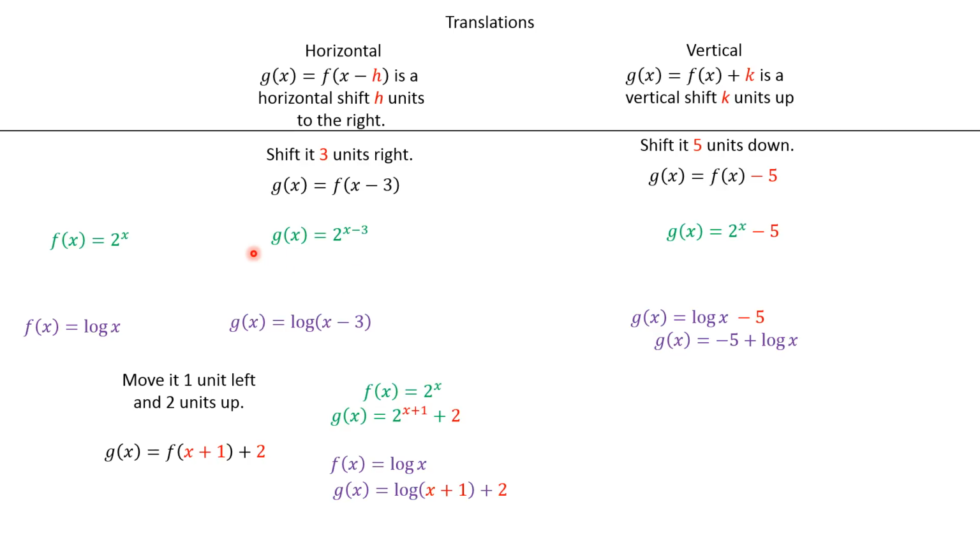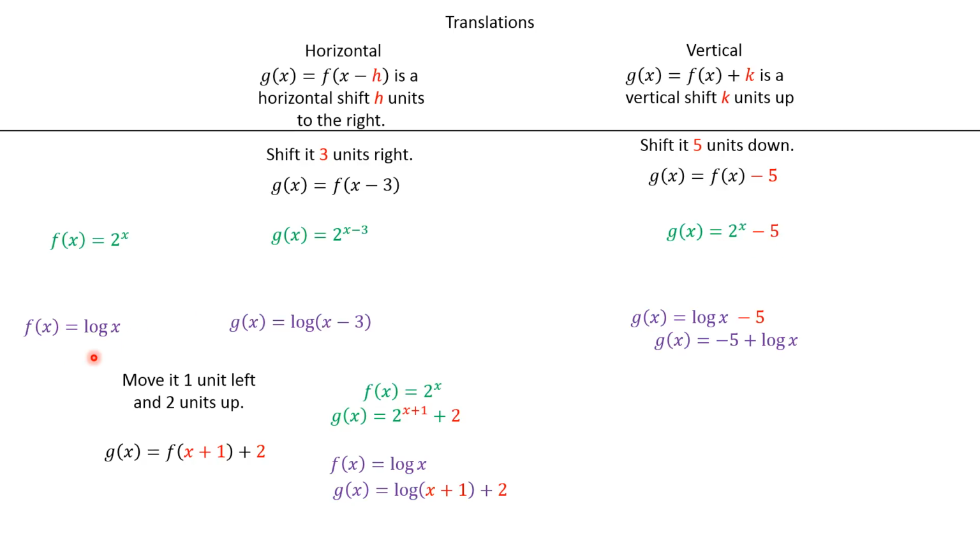If we remember about our exponential functions, they have a horizontal asymptote at 0. Remember, it doesn't get below 0. 2 to the something is always going to be positive. The only thing that's going to change that horizontal asymptote is a vertical translation. This one, we went down 5. The horizontal asymptote is now y equals negative 5 instead of y equals 0. It just moved down 5 with the function.